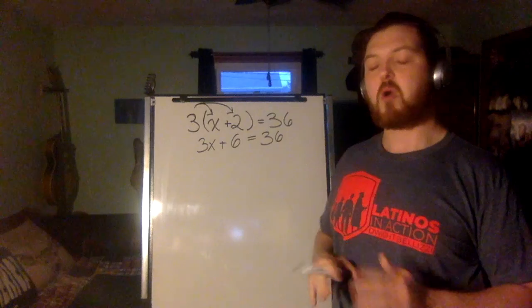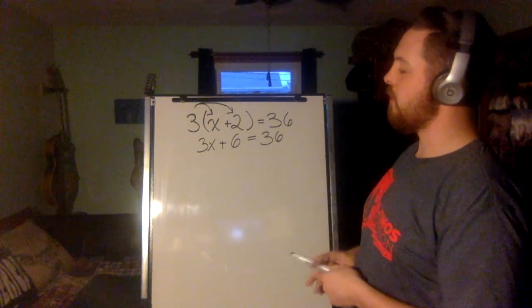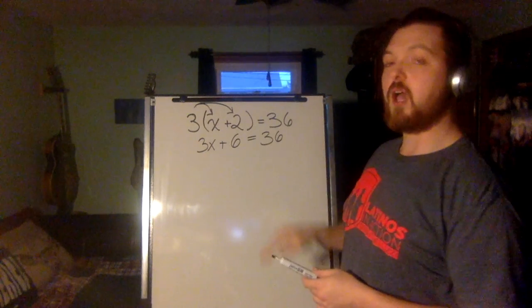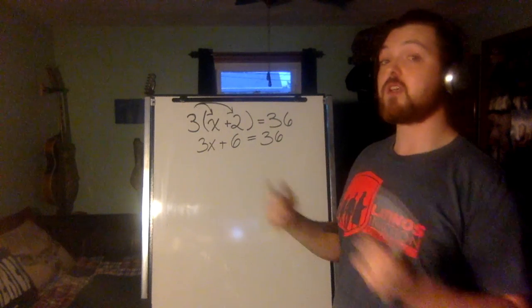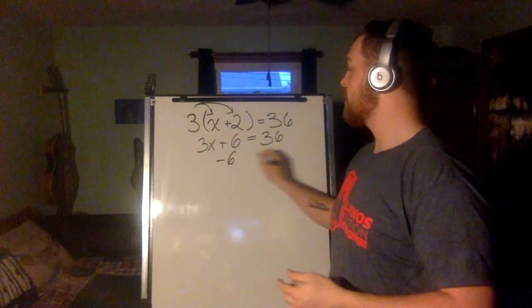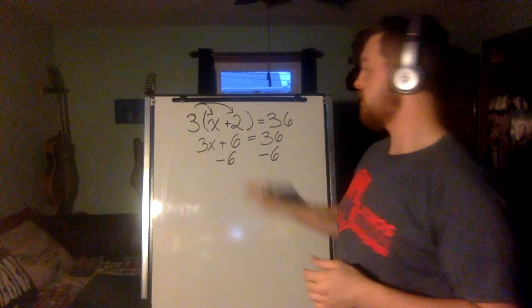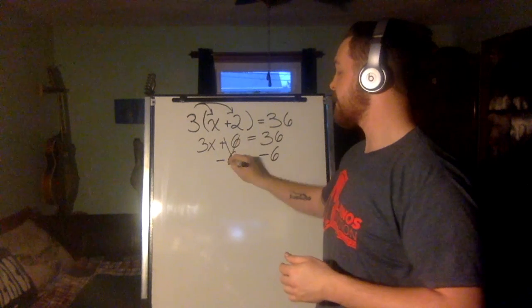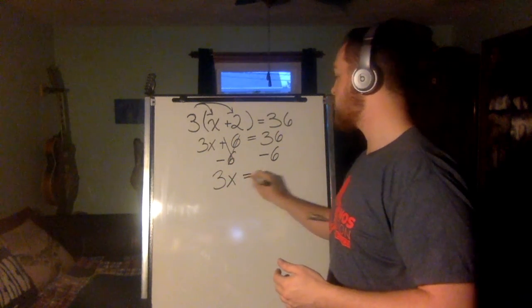From here on out, all we're going to be using is opposite operations. So if I look back at my problem, I have 3x plus 6. In order to get rid of plus 6, I need to do the opposite of addition, which is subtraction. So here I'm going to subtract 6 on both the left side and the right side, because if you remember, that is our golden rule. So 6 minus 6 cancels out, leaving me with a nice 3x equals 30.